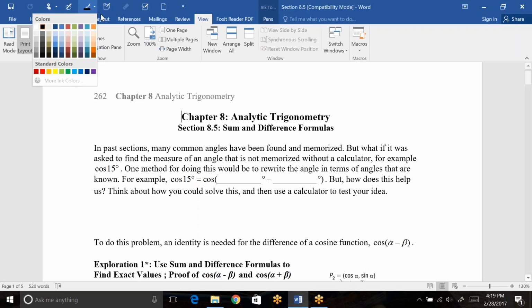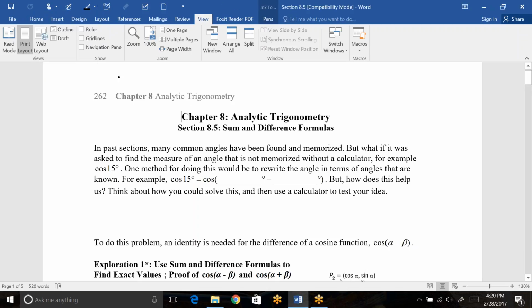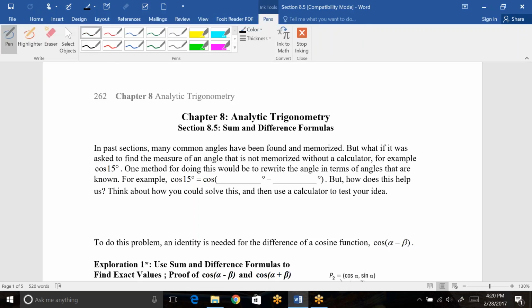Sometimes you'll be able to rewrite that as either the subtraction or addition of two angles that you already know. For example, cosine of 15 degrees, well, we know 45 degrees, and we also know 30 degrees for cosine, so if we have subtraction between those two, we would hopefully be able to do something with that. But how does it help us?